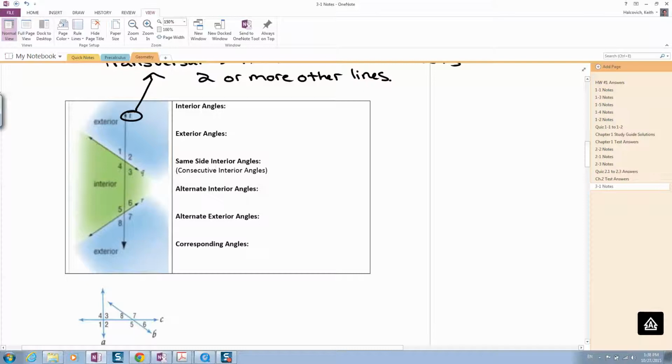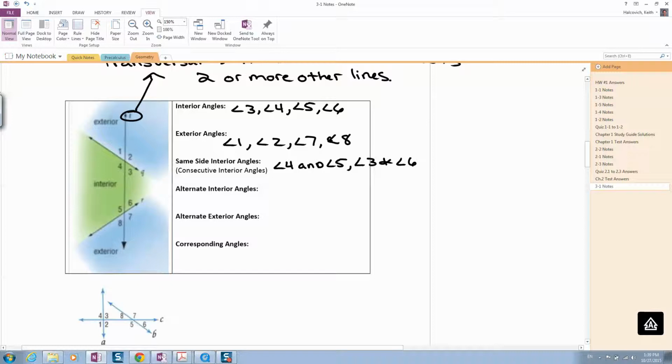Now, between the two lines, you get the interior angles, like here, angle 3, angle 4, angle 5, and angle 6. Those are interior angles because they're between the two lines, Q and R. Exterior angles are outside, like angle 1, angle 2, angle 7, and angle 8. Those are exterior. Then you get into specific types of interior and exterior angles, like same side interior, like 4 and 5. And then 3 and 6 are also same side interior.